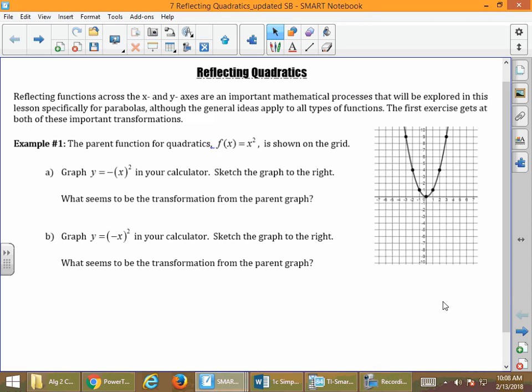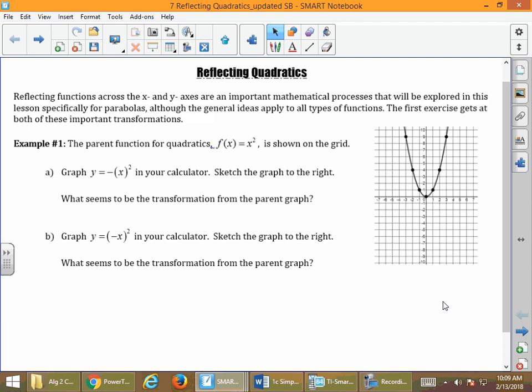So let's try to talk about reflecting quadratics. Reflecting quadratics happens when we reflect it across the x-axis or when we reflect it across the y-axis. And it's another type of transformation that we're going to be working with. We're going to look at it specifically for the parabolas, which are also known as quadratics, which is the picture that's drawn here on the screen.